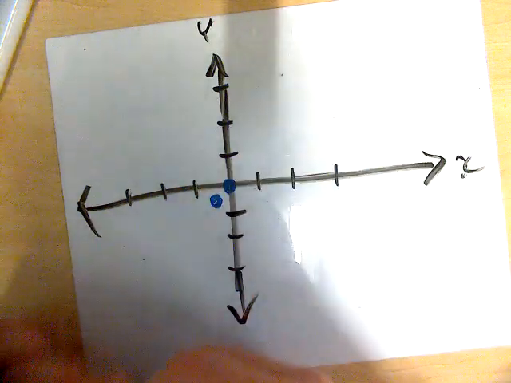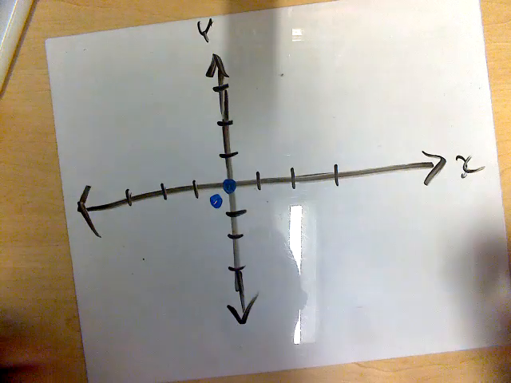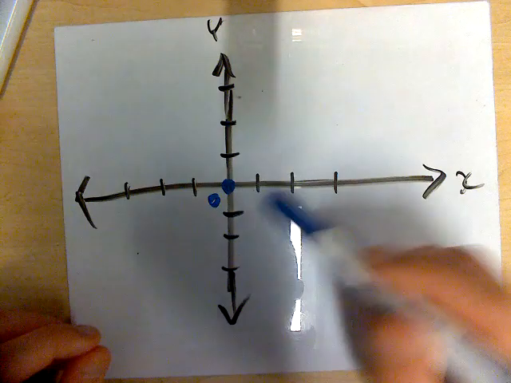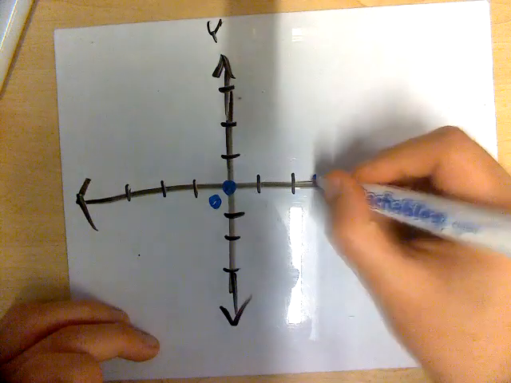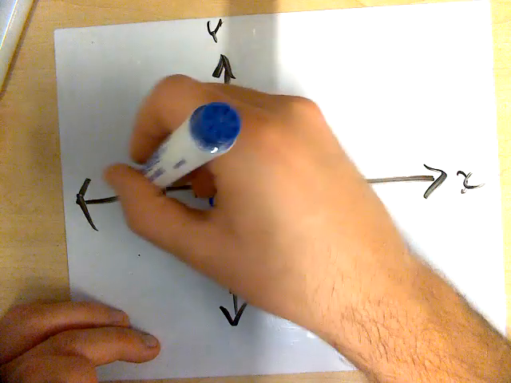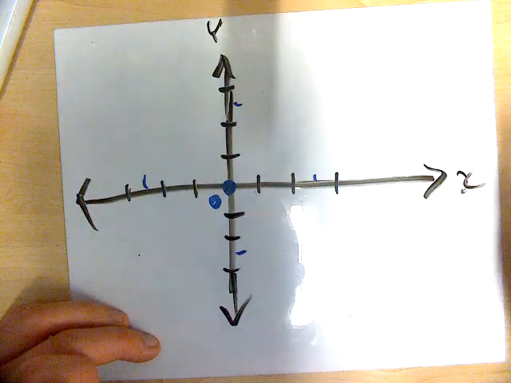Okay, that's my origin. Now we know my radius, according to this, is going to be 2.5 units all the way around. So that means I'm going to mark 2.5 units out in each direction.